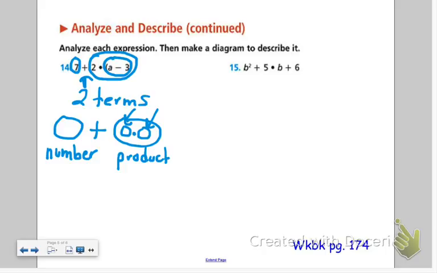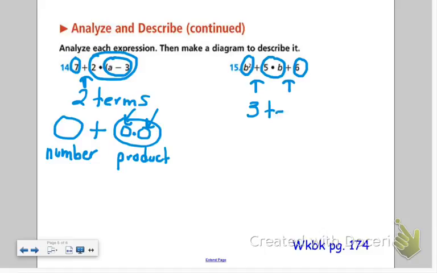Take a look at number 15. Same thing. First, I'm going to look for parentheses. No parentheses. Then comes exponents. I've got a power here. I've got b to the second power. Then I have to look for multiplications and divisions. It looks like I see multiplication here. No division. And then the last step, I just circle anything that hasn't already been circled, which is usually just extra numbers. In this case, this 6 hasn't been circled yet. Notice I left the addition signs alone. I need them separating my terms.